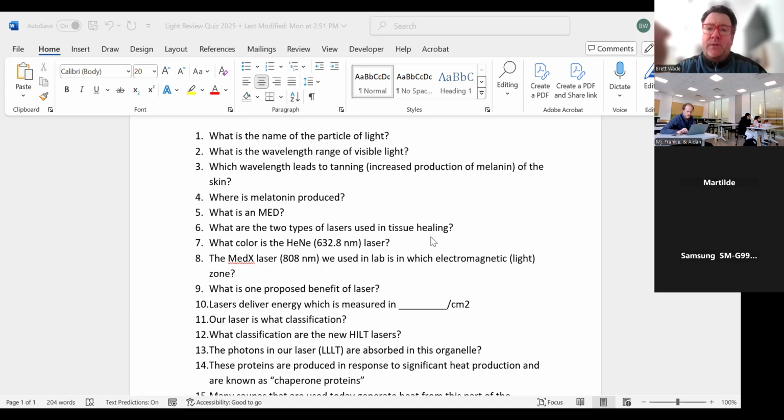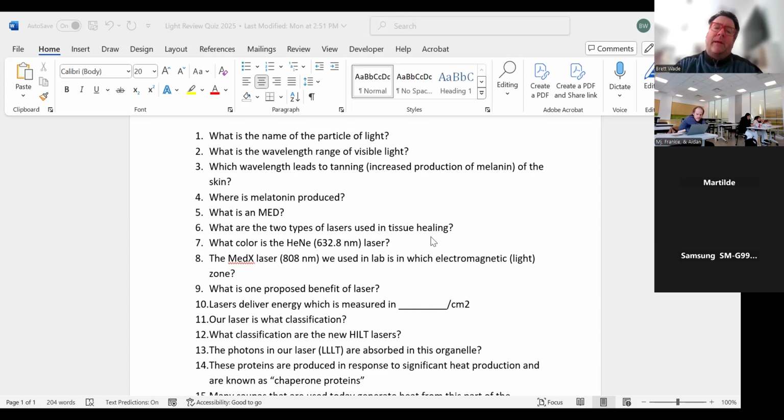And then we introduced also the HILT laser. So any of those are technically true used in tissue healing. The only real difference there is that the HILT laser is just a hot laser, so it does generate quite a bit of heat. But anyway, either of those would be fine. I think you would find on a multiple choice question, you would easily pick the answer out for that. Okay, so good. Let's move on to the color.